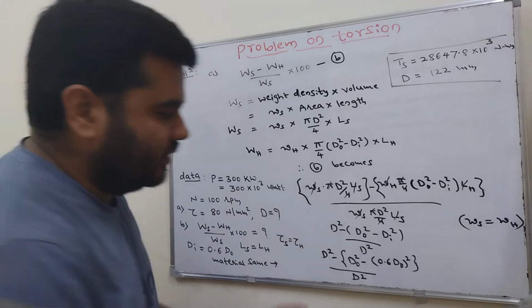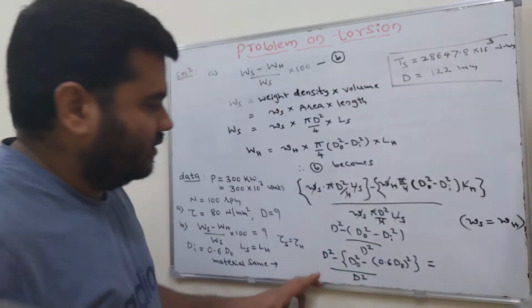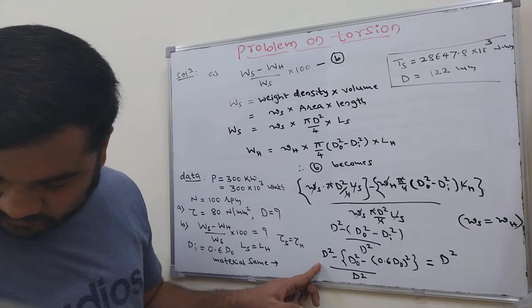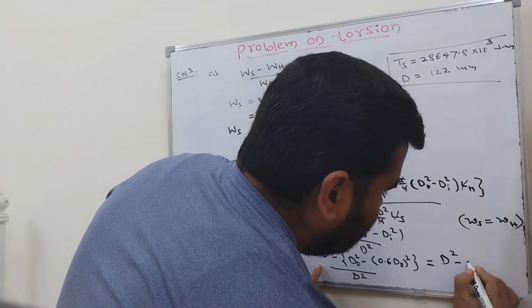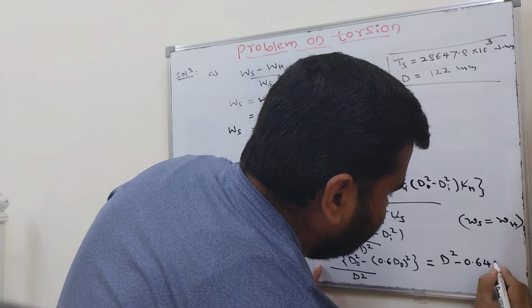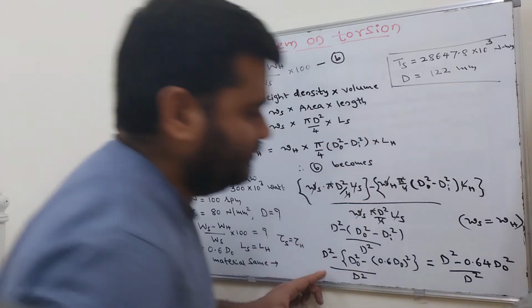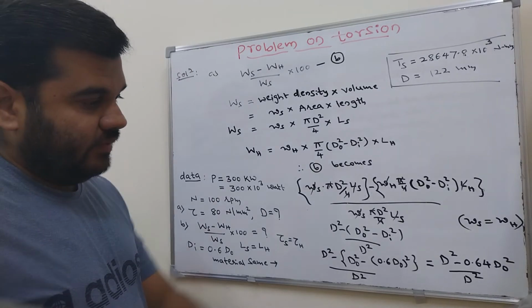So this will be equal to d square minus 0.64 d naught square, divided by d square. This we will get here.